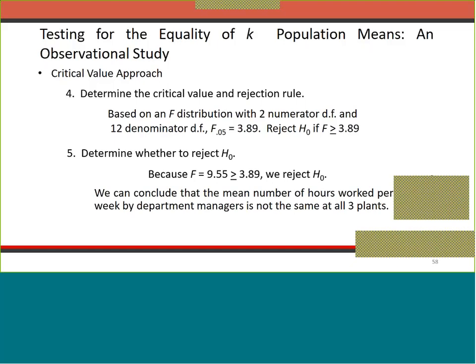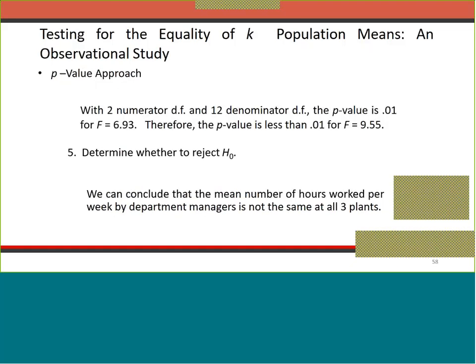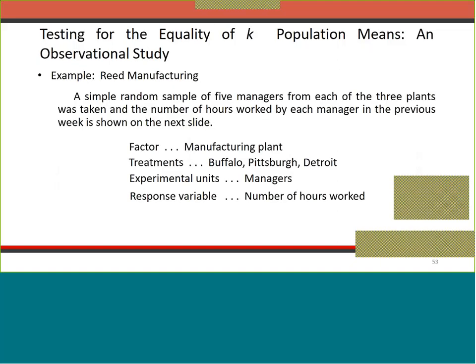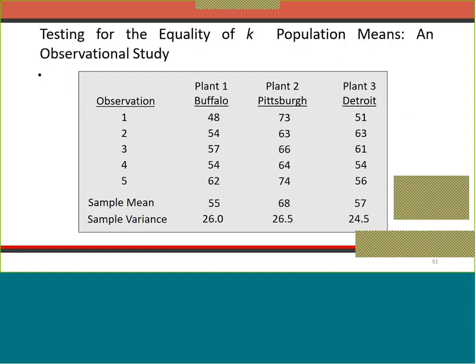Please remember, when I specify that I'm using a completely randomized design, we are assigning treatments to experimental units randomly. In the second example, somebody has asked me the same question, we are assigning plans to managers. We are assigning plants Buffalo, Pittsburgh and Detroit to managers randomly, meaning we are assigning treatments to experimental units randomly.